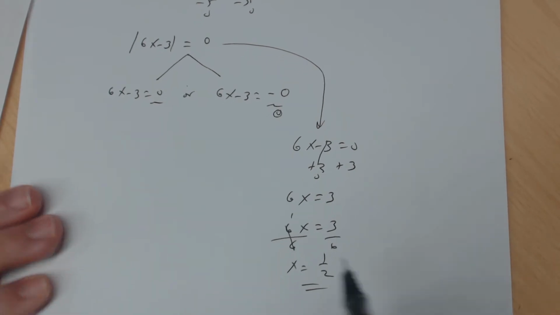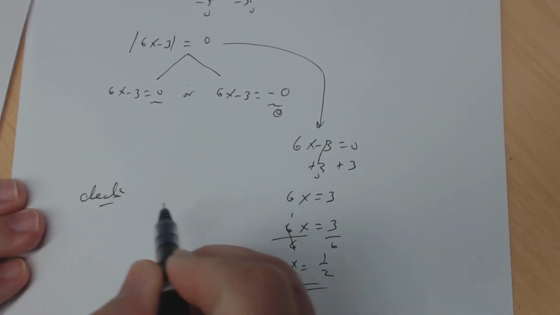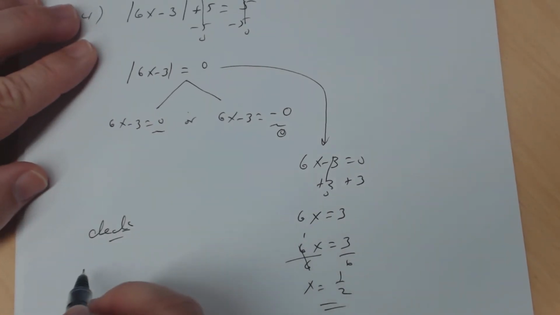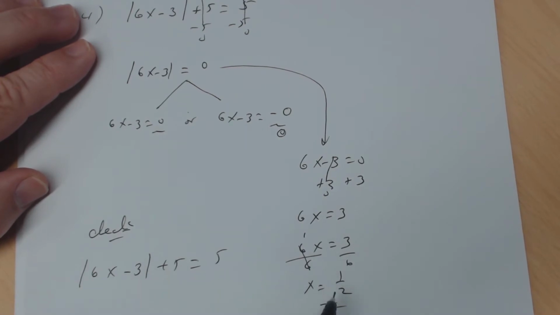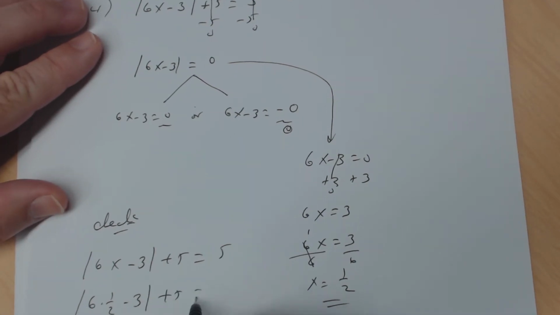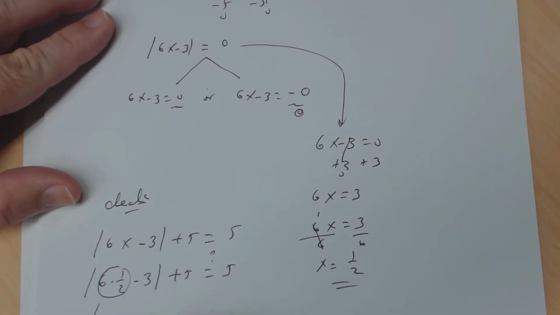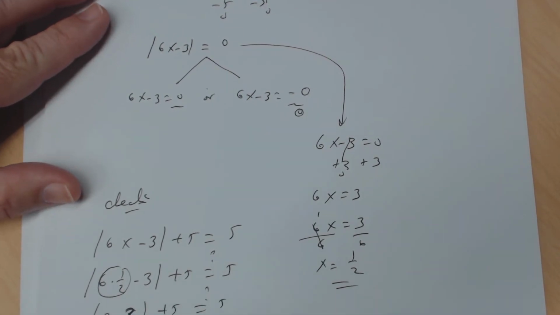All right, and you can check this if you want to check. Just go back to the original problem, which was the absolute value of 6x minus 3 plus 5 equal 5. Wherever you see the variable x, you substitute 1/2. So I get absolute value of 6 times 1/2 minus 3 plus 5. And I want to see if that's going to equal 5. Well, 6 times 1/2 is 3. So the absolute value of 3 minus 3 plus 5.